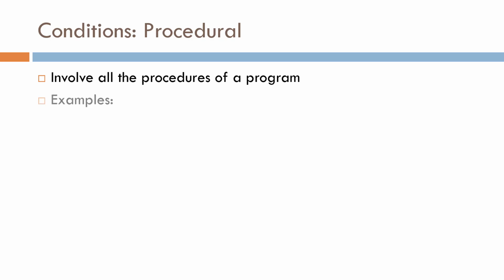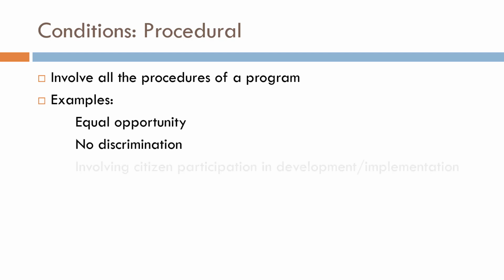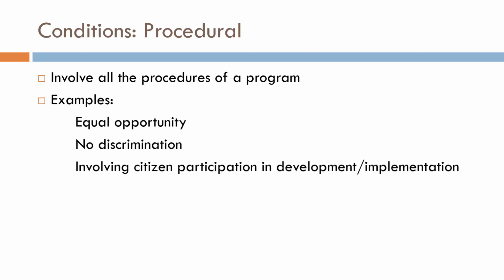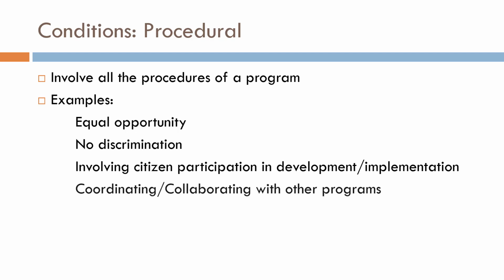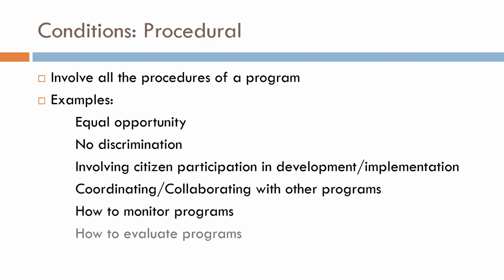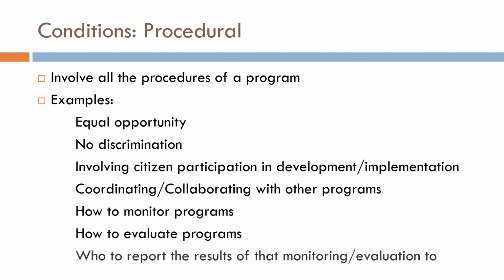It's too many to list here, but for example, requiring equal opportunity, no discrimination, involving citizen participation in development or implementation, coordinating and collaborating with other programs, how to monitor programs, how to evaluate programs, and who to report the results of that monitoring and evaluation to. And the list goes on and on. I mean, these could all be conditions for receiving the funds.